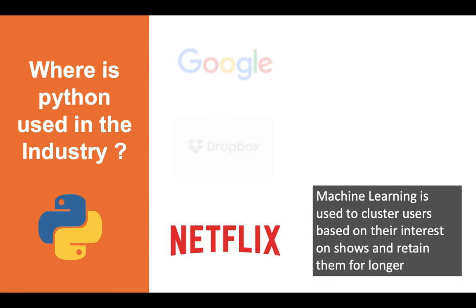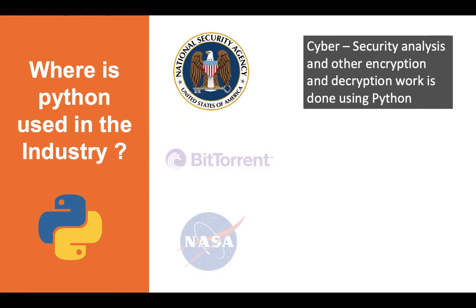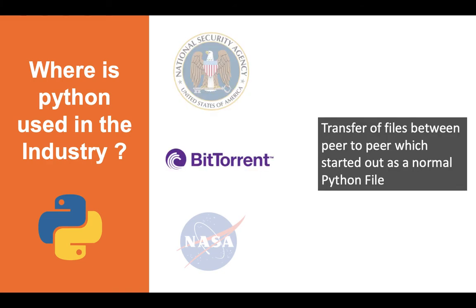All right, moving next. Next is the NSA of the USA. It uses this for cybersecurity analysis, the encryption and decryption. And in BitTorrent, if you have downloaded something over there, the files, the peer-to-peer transfers, those are done again using Python.